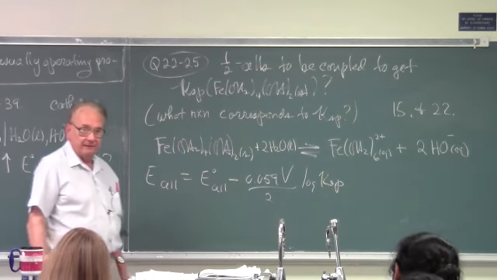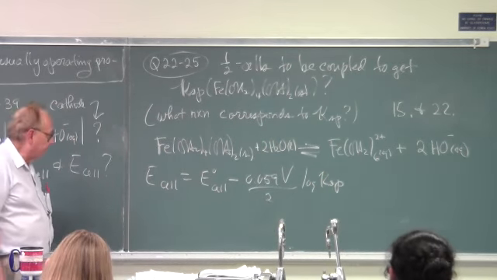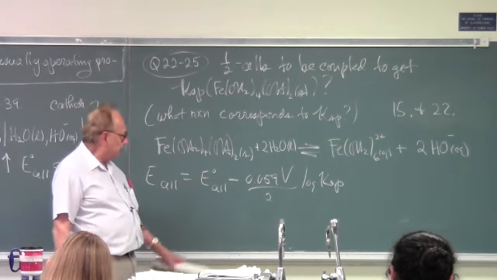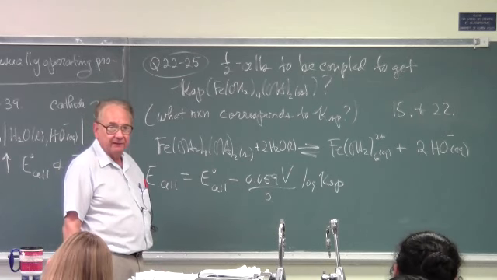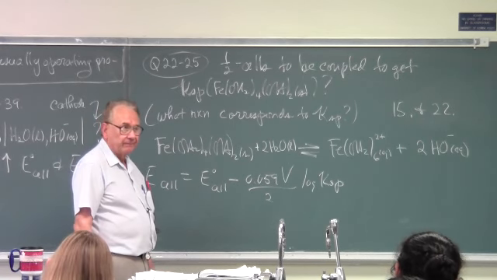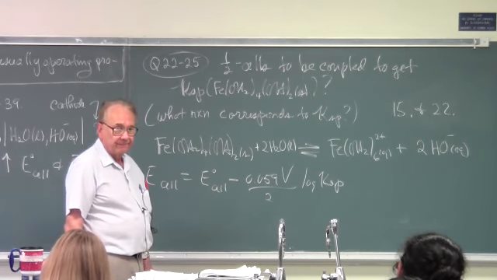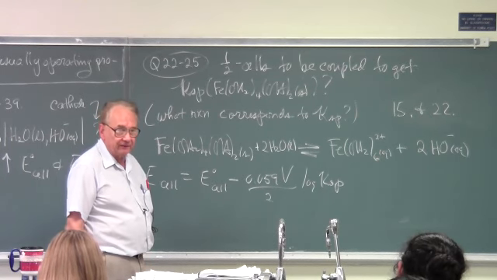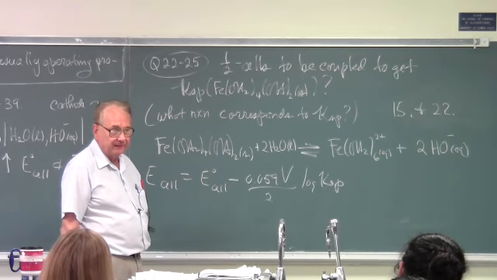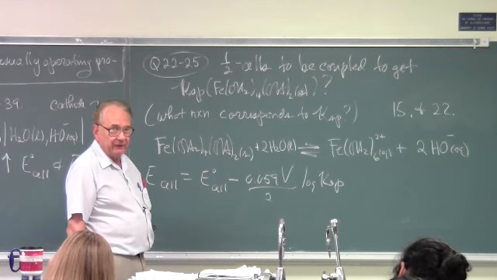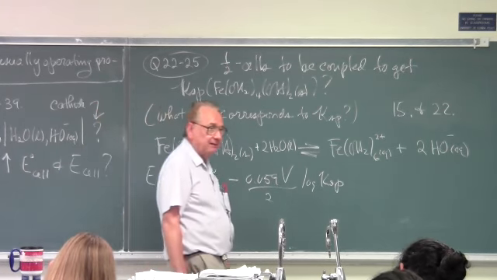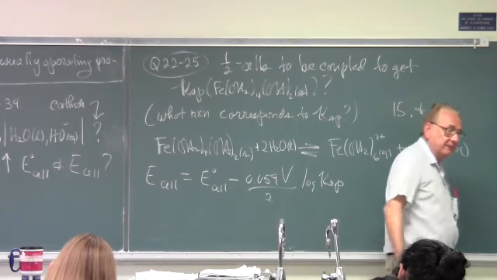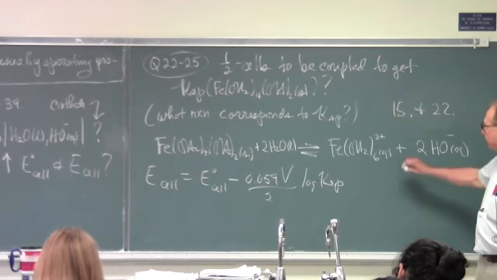There it is. E cell is E0 cell minus 0.059 V divided by 2, the number of electrons transferred, for the half reactions involved in this system. Now, I don't remember what the E0 values are. You look at the table, you tell me. What's the E0 value for 15?